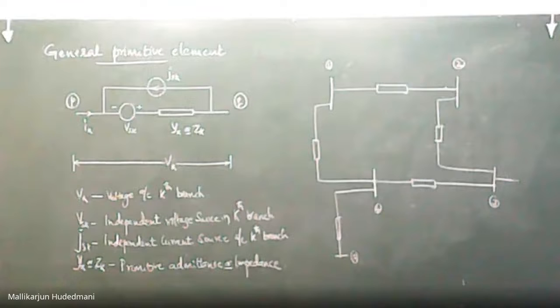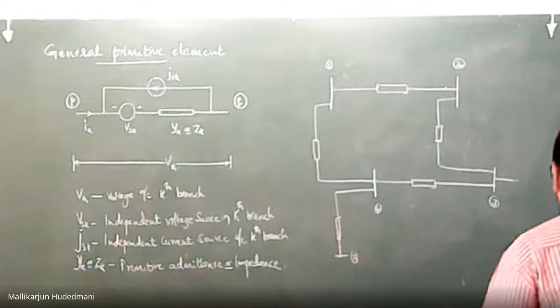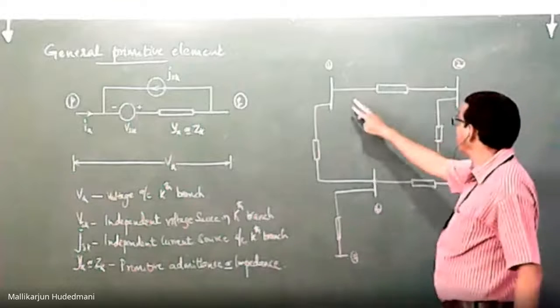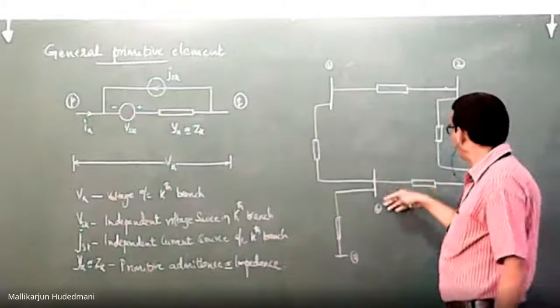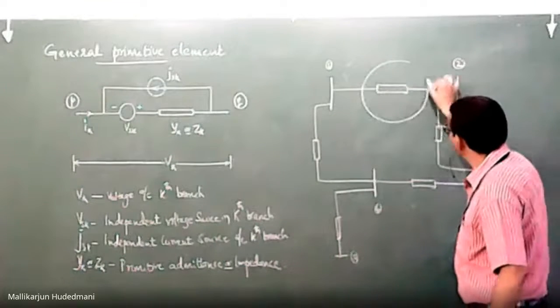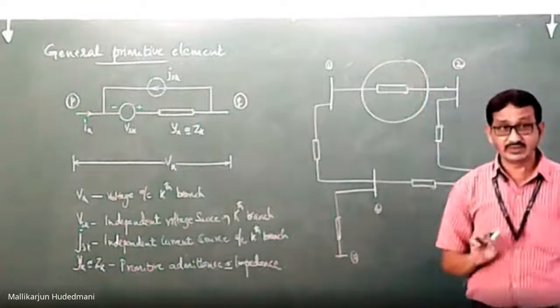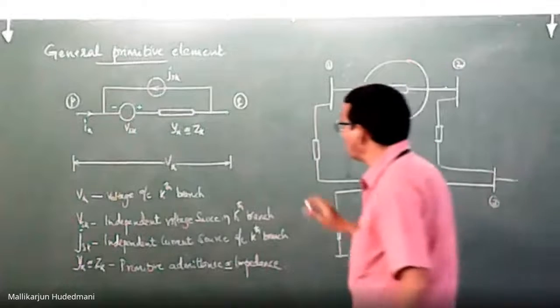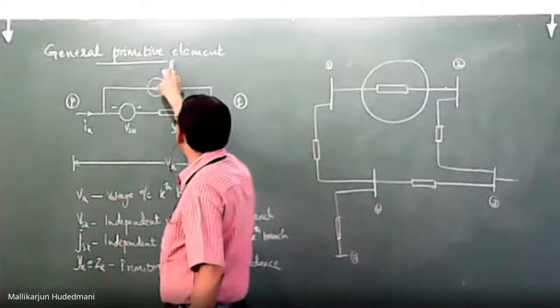And what I was interacting with you was, when I have a transmission mechanism connected, the element between bus 1 and 2, 1 and 4, etc. Anything. I am focusing on this element, how this element is represented. What do you mean by this? So I would like to call it a general primitive element.